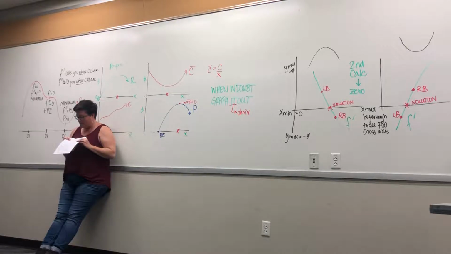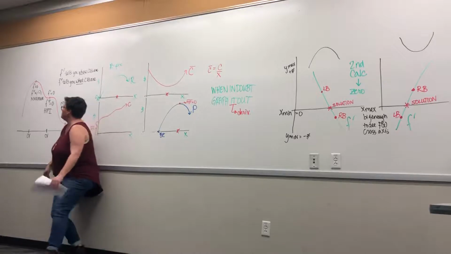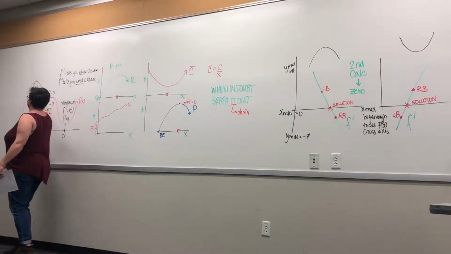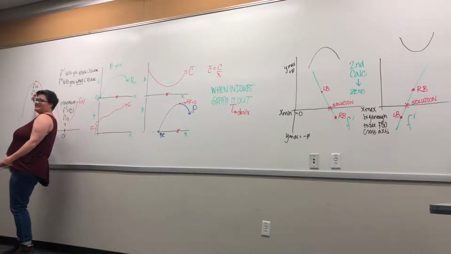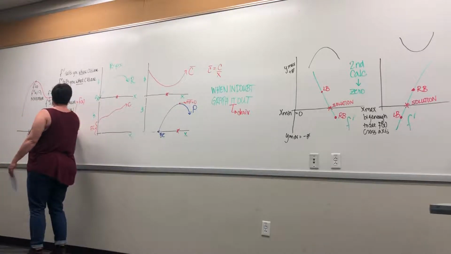So f double prime gives you concavity. Concavity will give you a positive sign, a negative sign, or a 0, and a 0 indicates a point of inflection. The signs, positive and negative, indicate max or min just by the shape of them, right? This contains a maximum, doesn't it? So a sad face contains a max. A happy face contains a min.